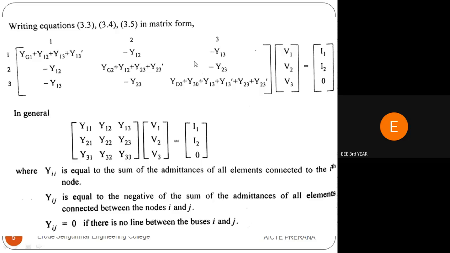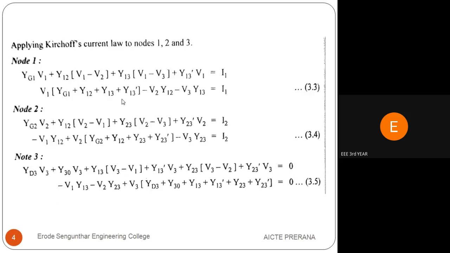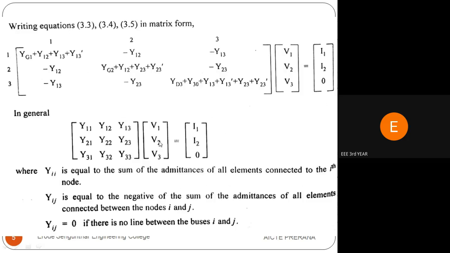Like that we write, again go to equation 3.4. In 3.4, here also the V1 value, that is the first row, should be written as Y12, and the second is written as Y12 plus Y23, and that is considered as minus Y23. Like that we have to fill the matrix.